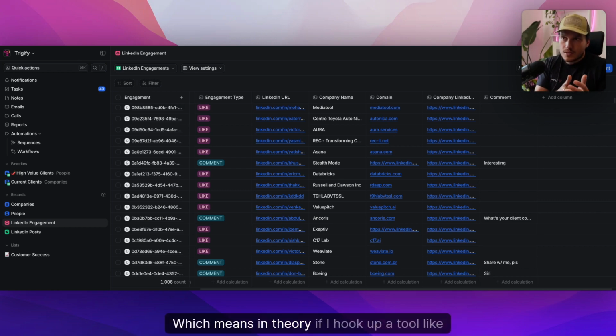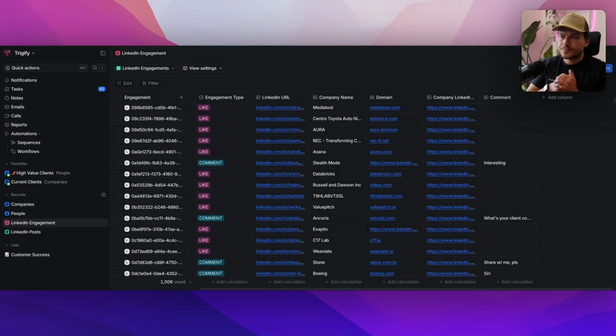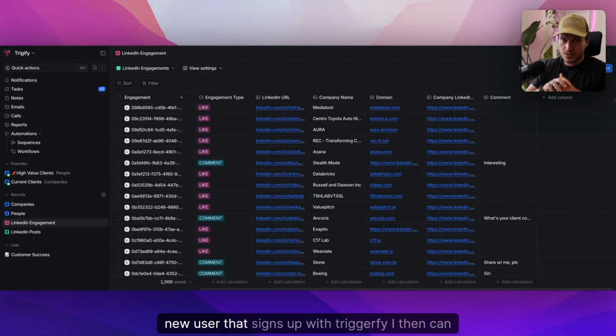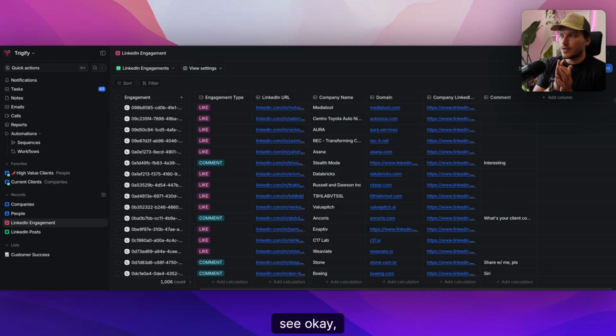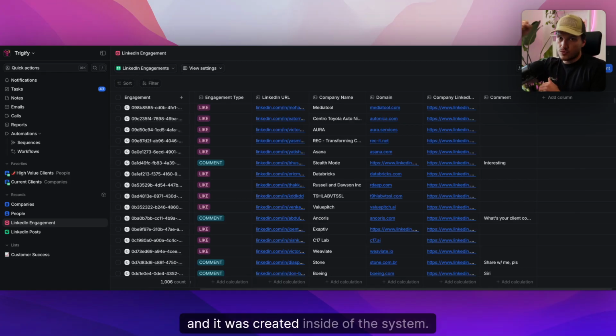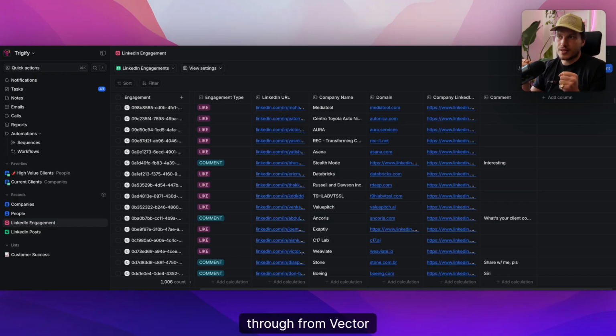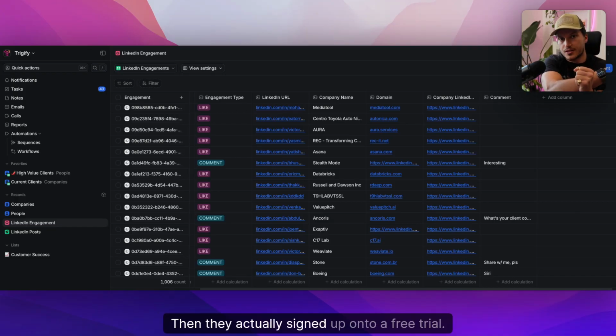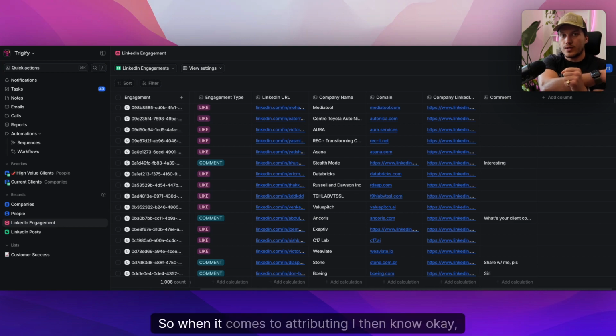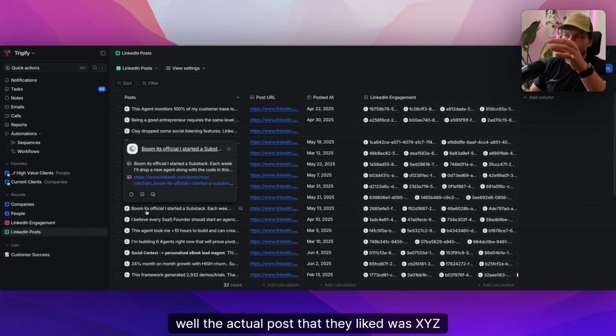Which means in theory, if I hook up a tool like Vector, if I hook up our form flow builder that we use, if I hook up Clerk, which is already hooked up into Attio, which is any new user that signs on with Triggerify, I then can see, okay, hey, Joe Blogs first liked a post here, and it was created inside of the system. Then they visited the website, which we can get through from Vector. Then they actually signed up onto a free trial. So when it comes to attributing, I then know, okay, well, the actual post that they liked was XYZ.